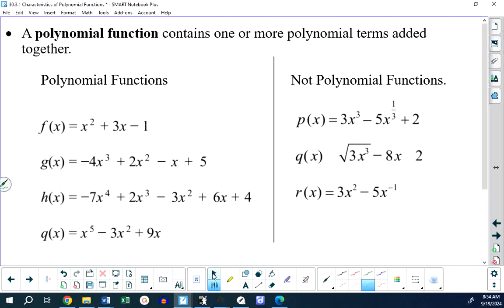R of x is not a polynomial function because the exponent -1 is not a whole number. And s of x is not a polynomial function because it just doesn't follow the pattern. There's no polynomial terms there. S of x happens to be called a rational function. R of x is also rational. And we will learn about those later in the course.